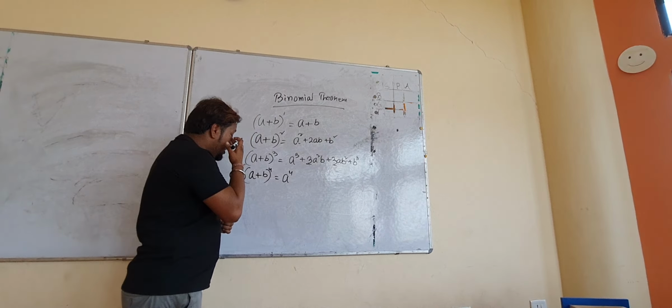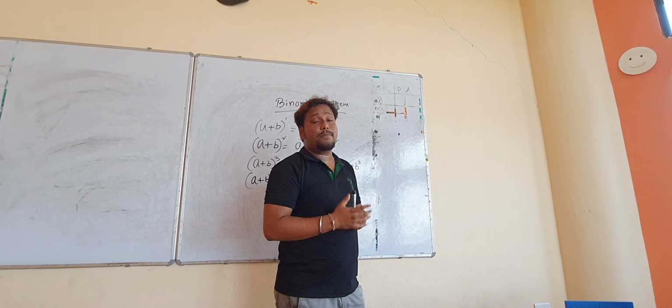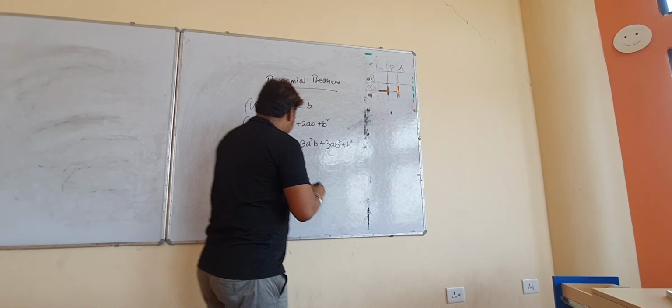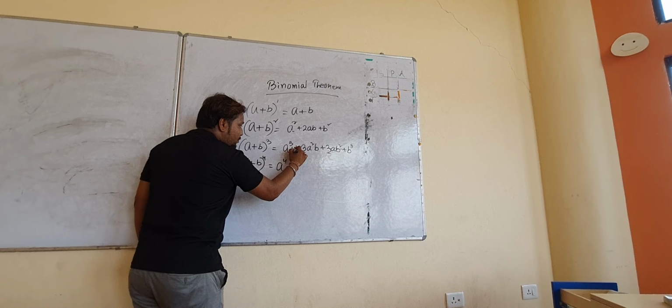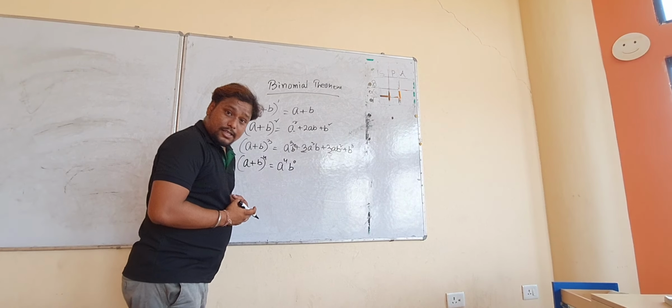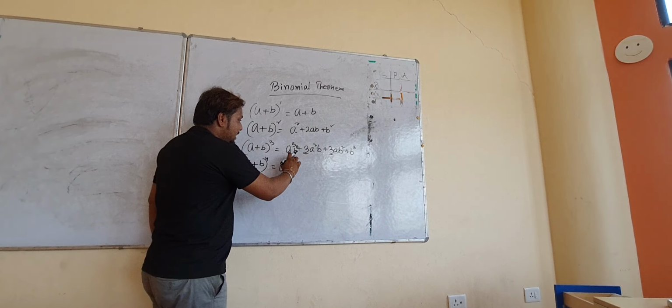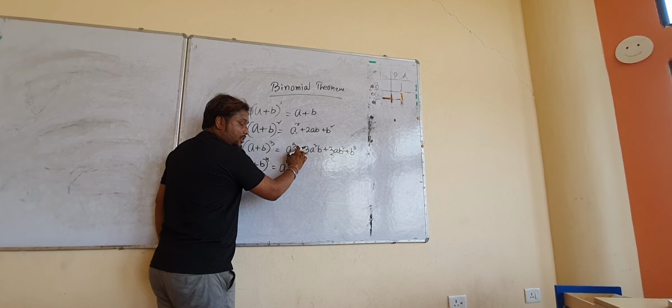If I want to ask you, what do you mean by something to the power 0? Already we have discussed it, right? Something to the power 0 means 1. So can I write a to the power 4 into b to the power 0, or a cube into b to the power 0? Yes, we can write. Let's see. A cube b power 0.